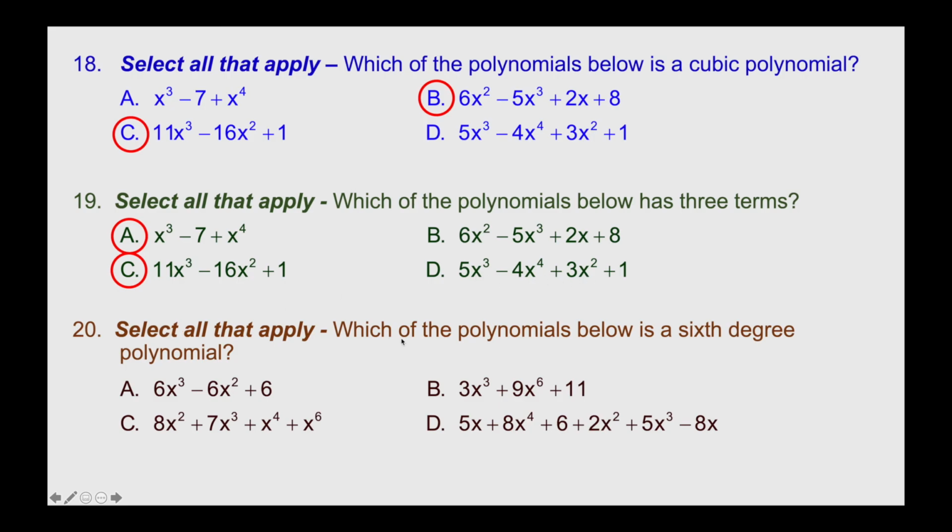For number 20, which of the polynomials below is a 6th degree polynomial? Again, degree means the highest exponent. So in A, that is not going to have a degree of 6. For B, we have a degree of 3, a degree of 6, and a degree of 0. So it is going to have a highest degree of 6, B would be acceptable. And then for C, when I'm looking at these different numbers, the highest degree here is definitely 6. And then finally for D, we don't even have a degree of 6 in this one. In fact, the highest degree is 4, meaning that this one would be considered quartic. So D will not work.